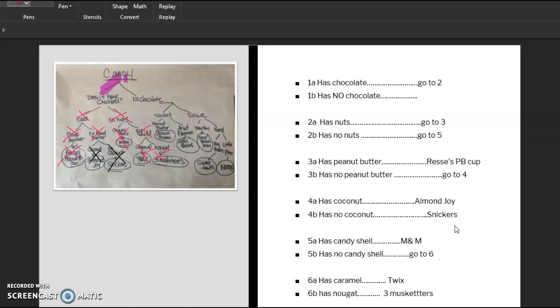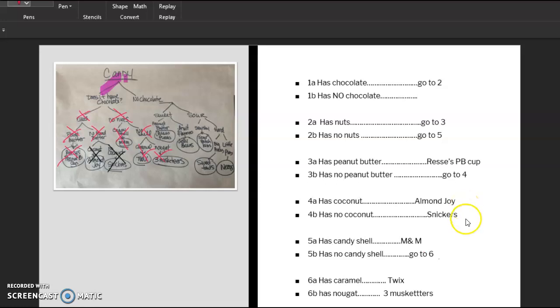Now, it's real important that you make sure as you go that you're testing your key and making sure that your key is working. Meaning, if you say, okay, I'm going to think about a Snickers real quick, try to identify a Snickers. Go through it. Does it have chocolate? Yes. Go to 2. Does it have nuts? Yes. Go to 3. Does it have peanut butter or no peanut butter? No peanut butter. Go to 4. Does it have coconut? No. Does it have no coconut? Yes, Snickers. So I was able to answer the questions and correctly get to the identification, and that's what you want. Okay, so make sure you're testing your key.